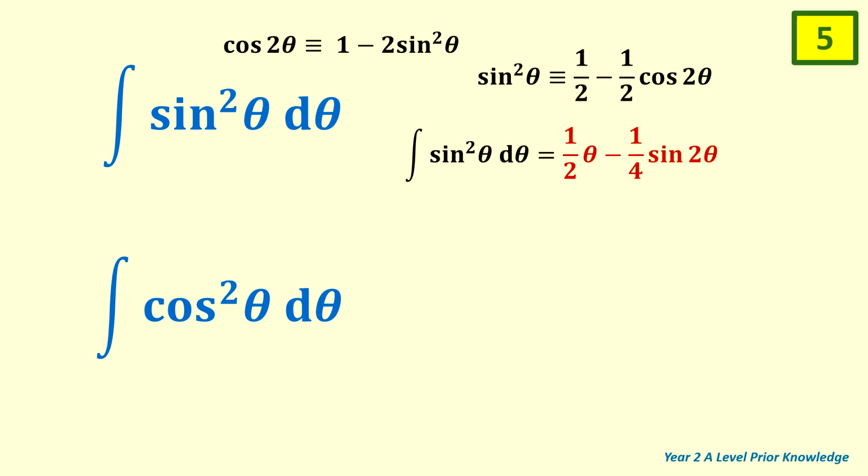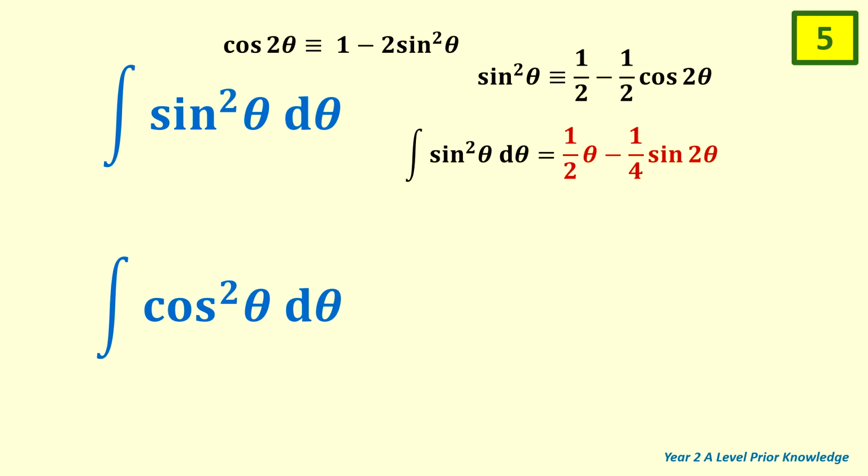So the integral of sine squared theta d theta: the integral of half is a half of theta. The integral of cos 2 theta is going to be sine 2 theta. The minus sign isn't going to change, but we are going to divide by 2. So we get a half theta minus 1/4 of sine 2 theta.